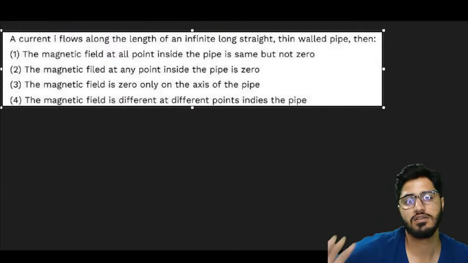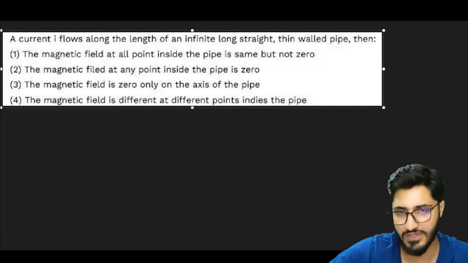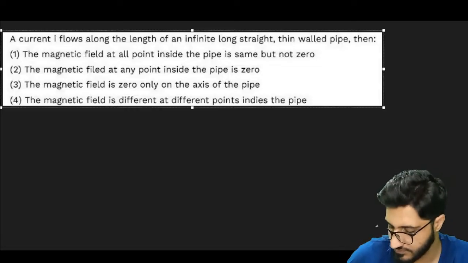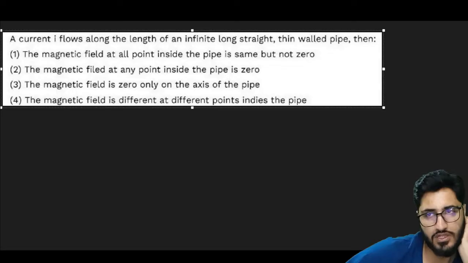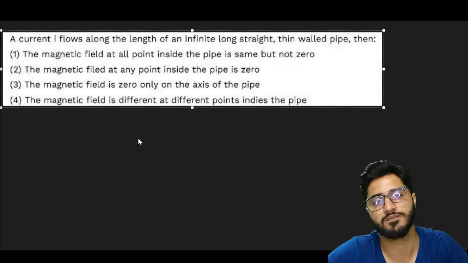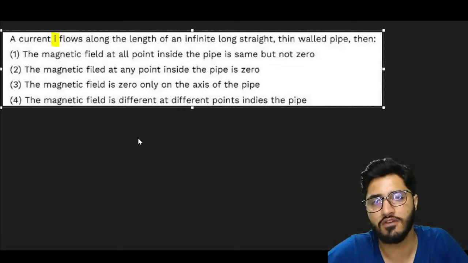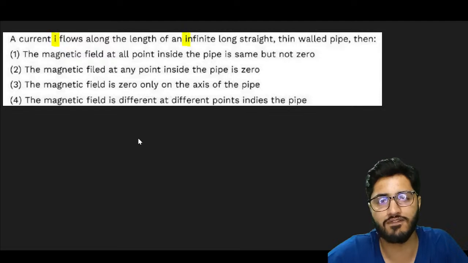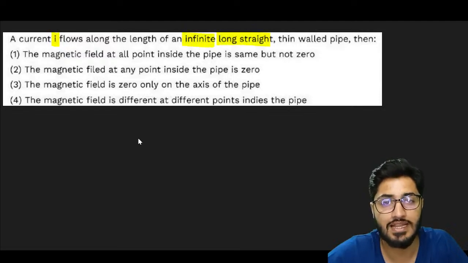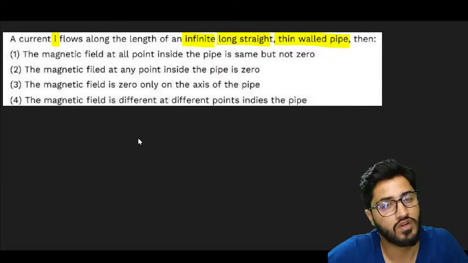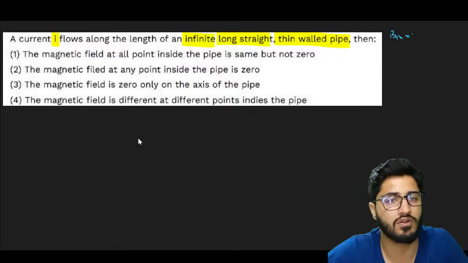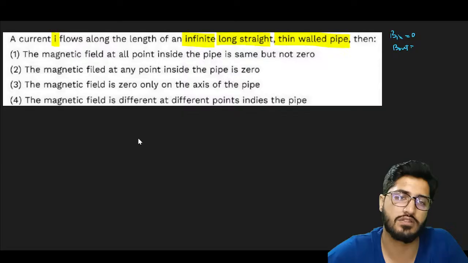Give me the answer of this one now. I am giving you the third question. I will first explain this numerical to you. A current I flows along the length of an infinitely long straight wire, thin-walled. Thin-walled means inside is hollow. One thing that we know is that B inside is 0. B outside is not equal to 0. It is mu naught I by 2 pi r.